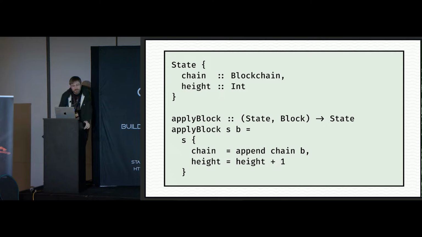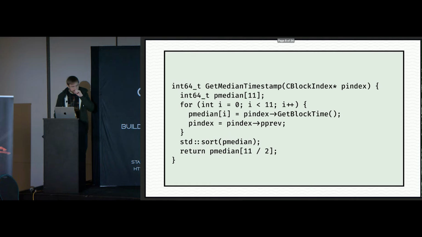So let's take a look at one of Bitcoin's consensus rules, and we'll see how Bitcoin implements that rule today, and then we'll see how to do it with a more efficient accumulator. So this is the code for Bitcoin's median timestamp rule, which says that a block's timestamp has to be greater than the median of the previous 11 blocks' timestamps.